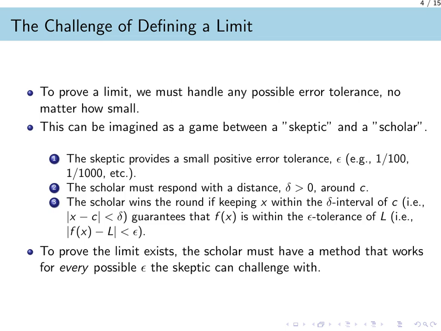For instance, the skeptic might demand an error smaller than 1/1000th. The only way to formally prove the limit is to show we have a method that can find a successful delta for every single epsilon the skeptic could possibly choose.